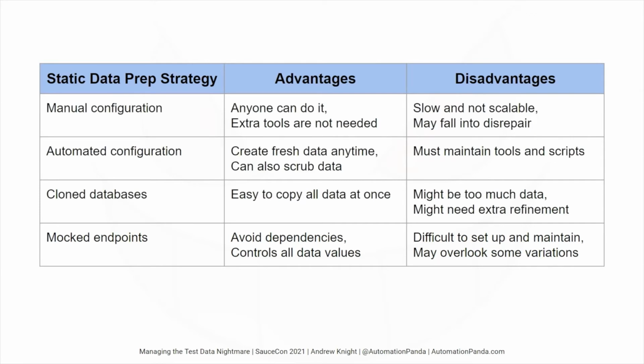These strategies can also work together. For example, you could use automated scripts to configure product data in a golden database, and then you could make clones of that database. In another example, in a large testing environment, you could choose to mock some endpoints while using real data for others.